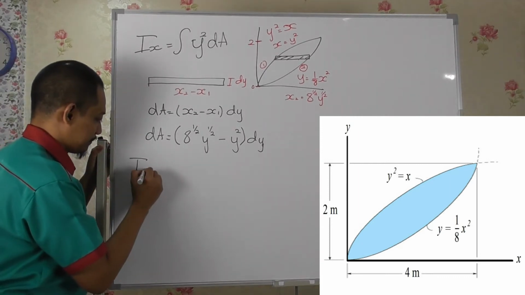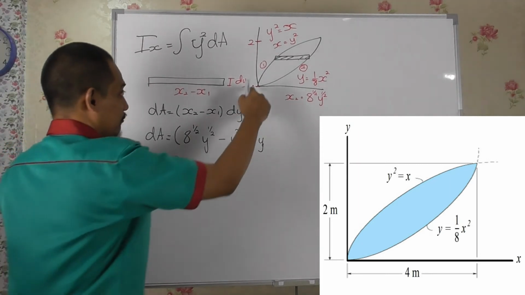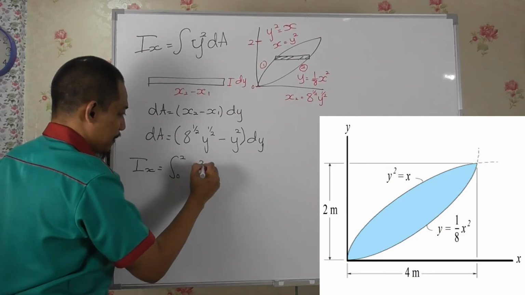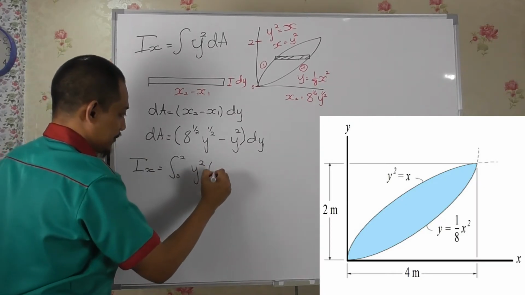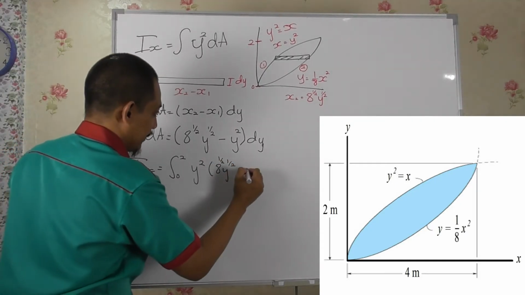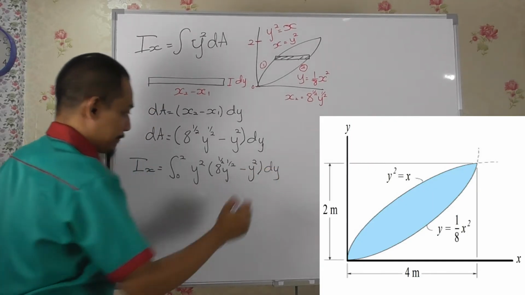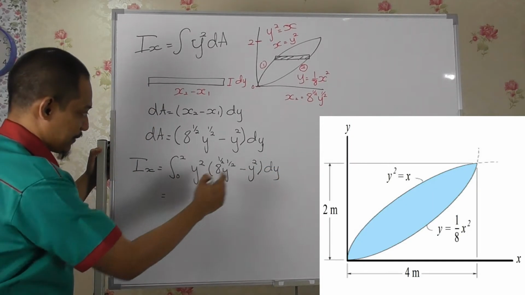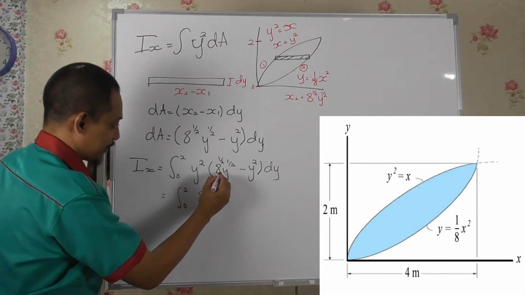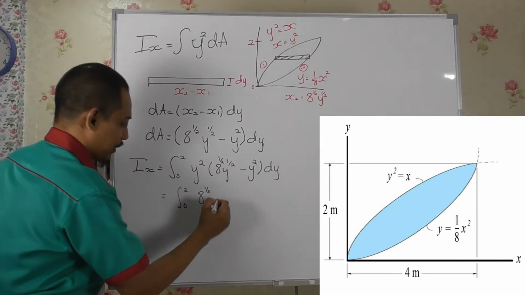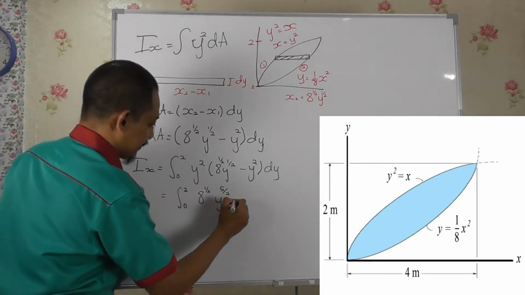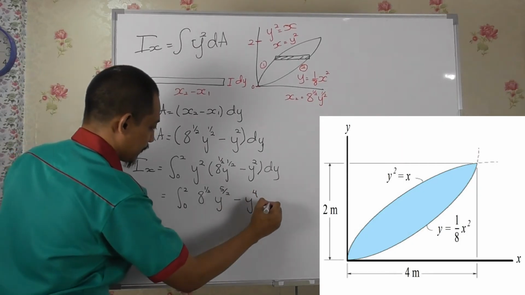So Ix is the integration from the limit of 0 to 2 of y squared multiplied by this whole thing, which is dA. So 8y to the power of 1 over 2, minus y squared, dy. Based on this, you just expand it, so you get the integration from 0 to 2 of 8 to the power of half times y to the power of 5 over 2, minus y to the power of 4, dy.